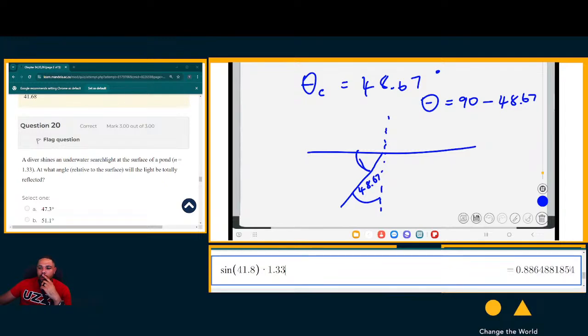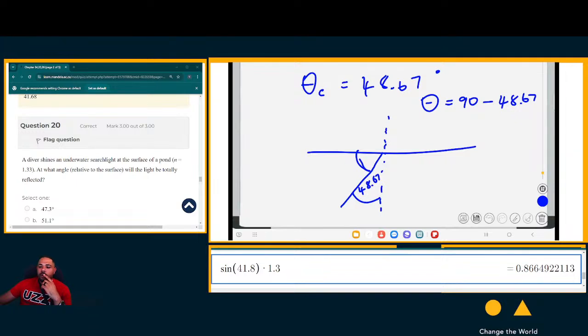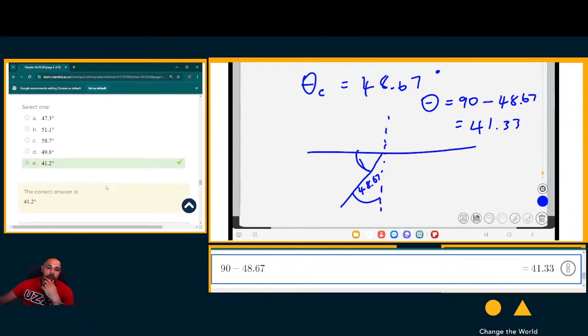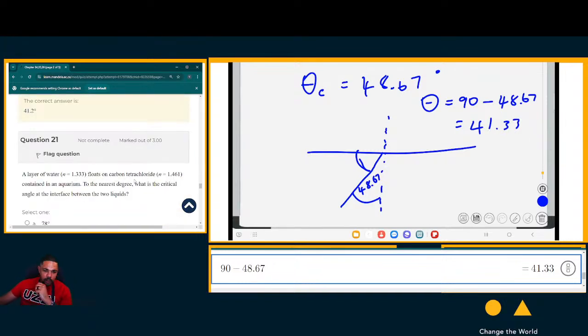So let's see. Erase this. Okay, so 90 degrees minus 48,67, I believe, gives you 41,3. So this is the angle that they want relative to the surface of the pond, 41,3 degrees. And there we have it, 41,2. They got 41,2, we got 41,3. Okay, moving on. That's not a big difference.